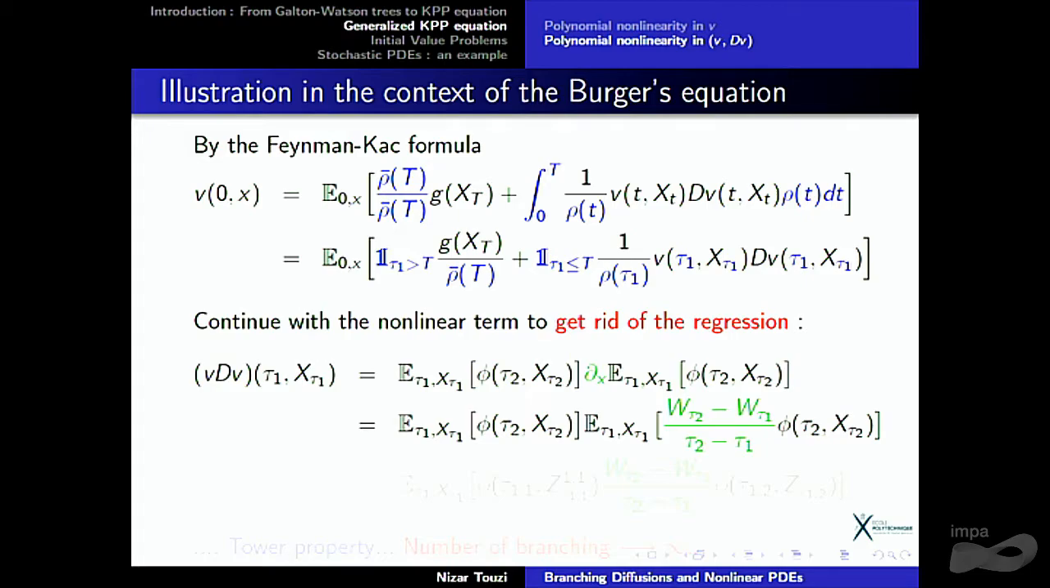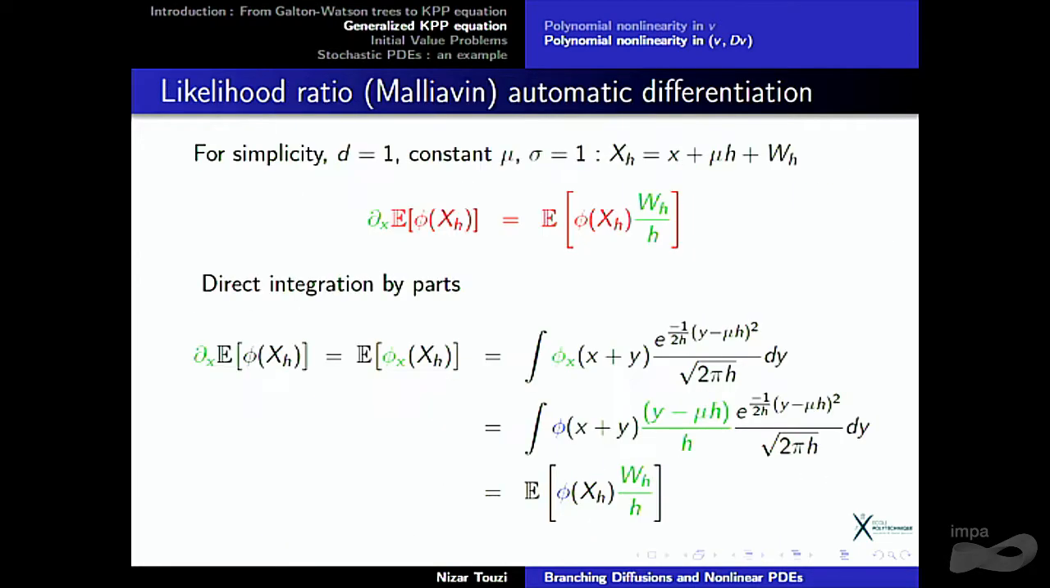Well, this is very easy to understand. You don't need Malliavin in this context. This is just differentiating the density because the underlying process is a Brownian motion. So to see this, you know exactly what is the distribution of this xh. So you just write it as an integral with respect to the heat kernel, and then just integrate by parts, and you get this. That's obvious.